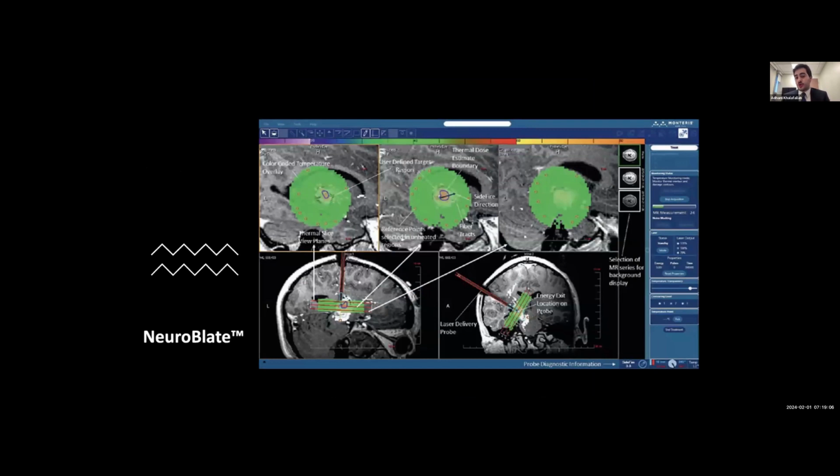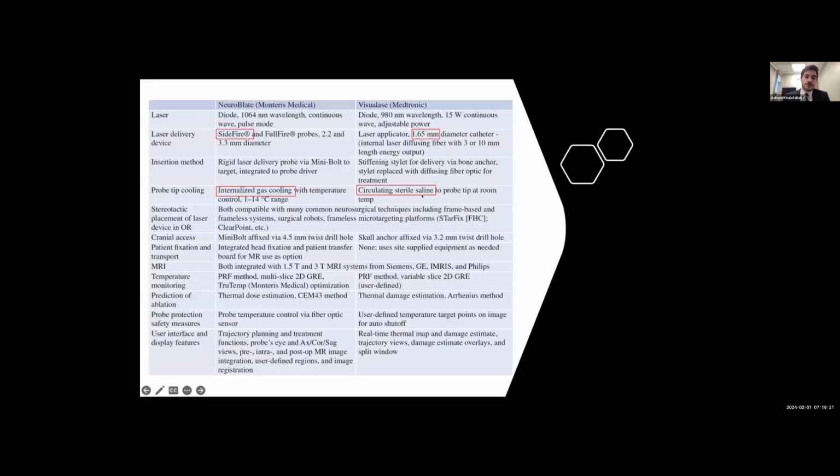So this is also the NeuroBlate system. The one thing that I mentioned that's important, as you can see here on the right side, on that little bottom, you can actually move the side fire directionality and change where the laser is coming out from. So this is a comparison between the NeuroBlate, the Monteris, and the Visualase Medtronic, and those are the only two systems that are FDA approved in the US since 2008.